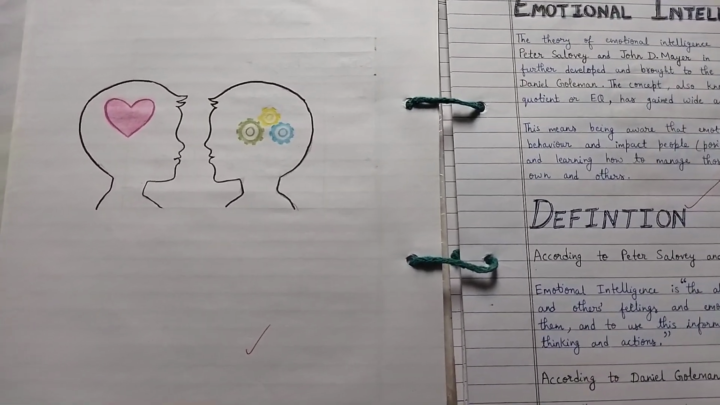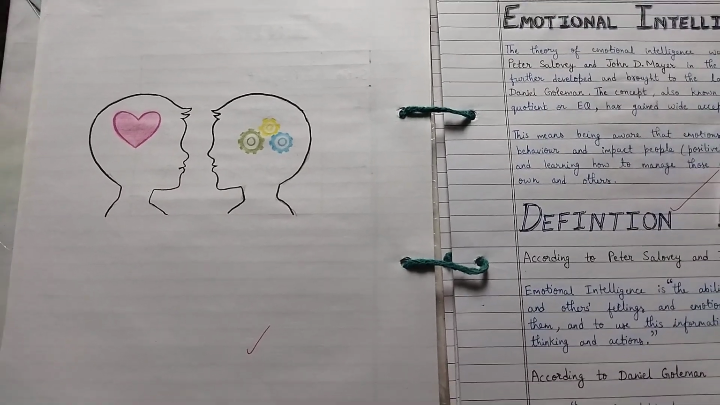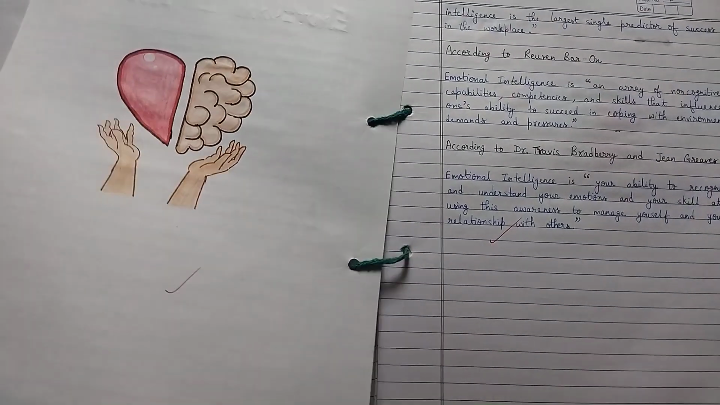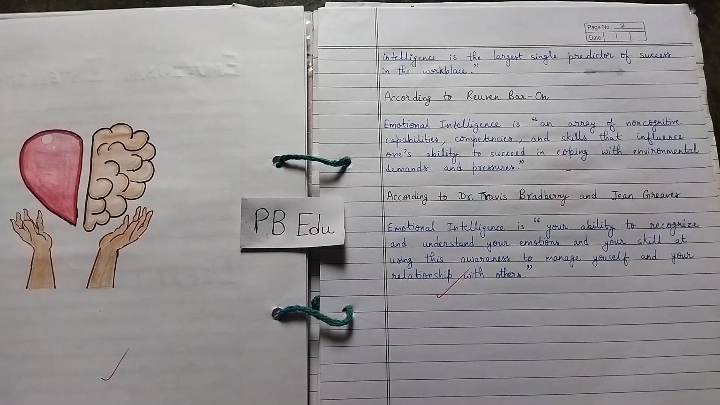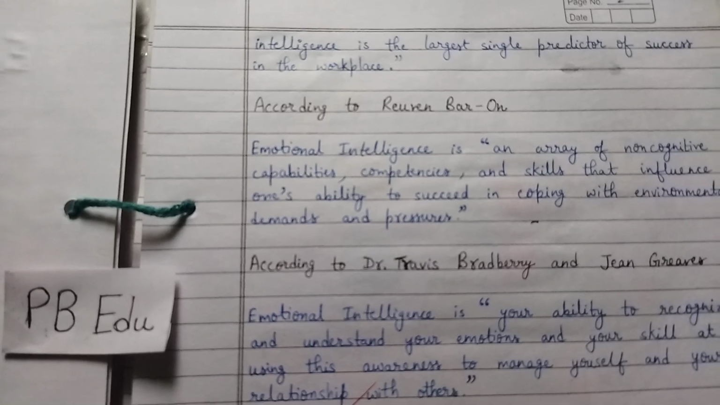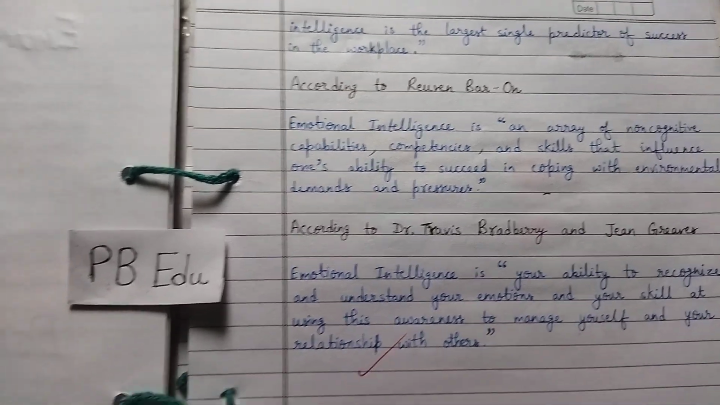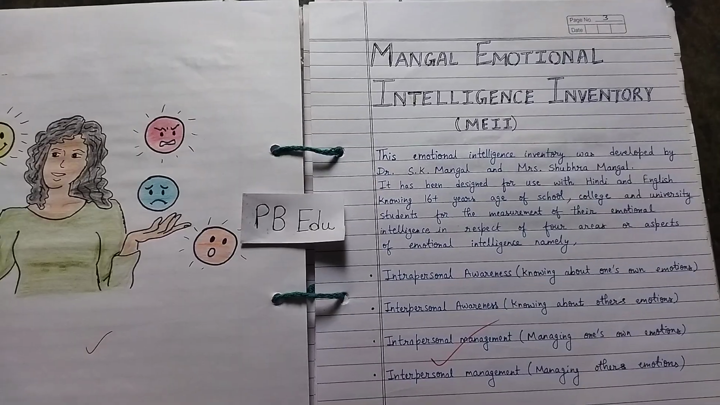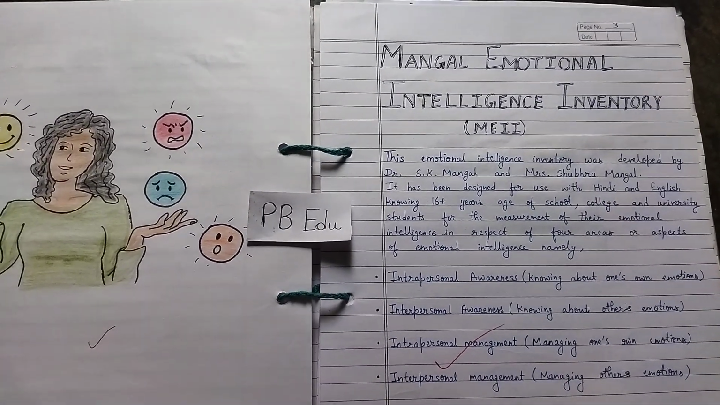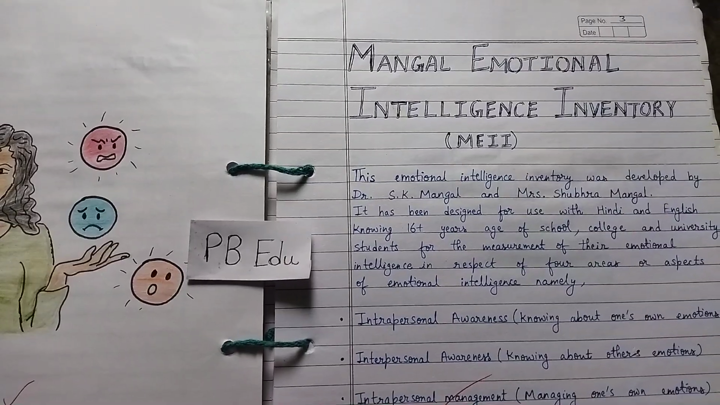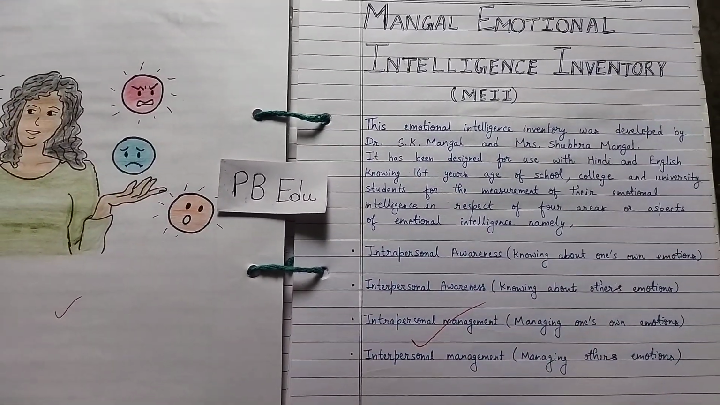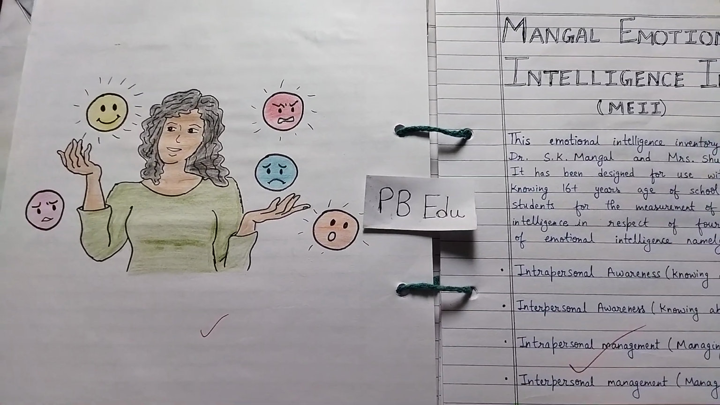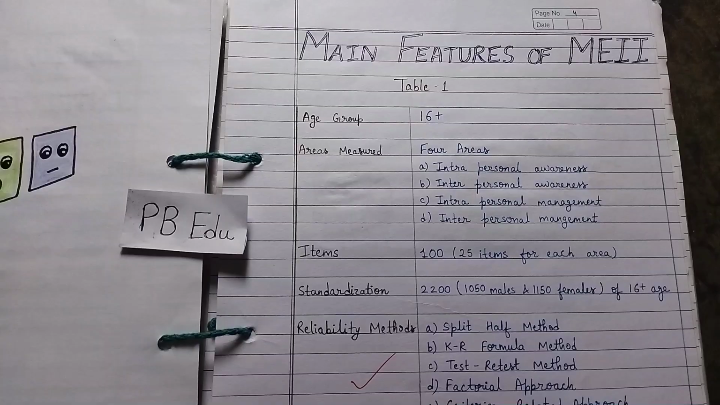And on the left hand side you can decorate your file like this on the white pages. Now if we come to the second page, there are more definitions of emotional intelligence, and on the left hand side it is depicting emotional intelligence. Now this test is based on the Mangal Emotional Intelligence Inventory. So some introduction about it, and on the left hand side, a controlling your emotions diagram.